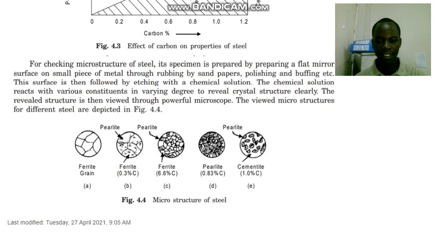Then as we increase more carbon to make it denser, up to about 6.6%, the structure changes from pearlite to ferrite, which now has smaller crystals. At a percentage of 0.83% of carbon, you can see how dense the structure is.